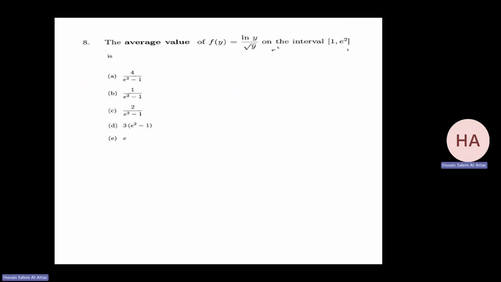Okay, the average value. Sometimes you ask about the average value, but when you want to do the integration, you need integration by parts. And this is what happened in this question. So the average value will be 1 over a squared minus 1 times the integral from 1 to a squared of this function.